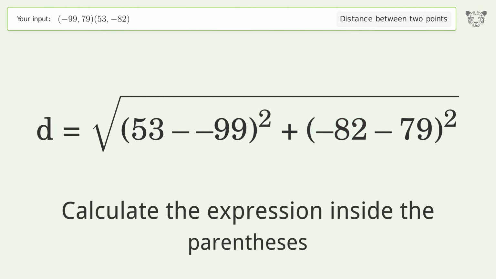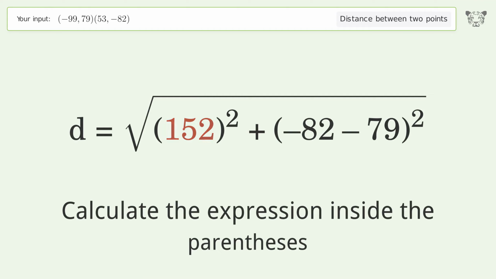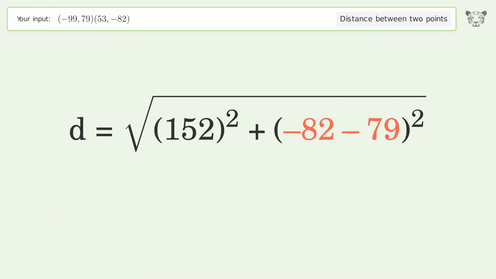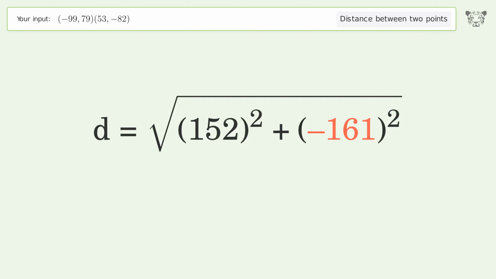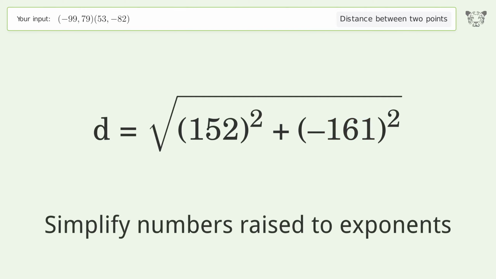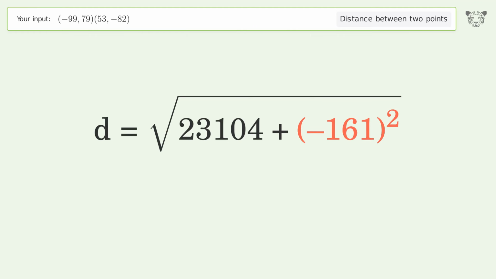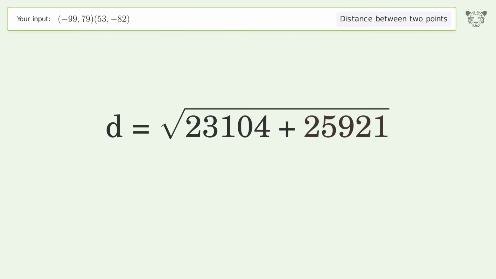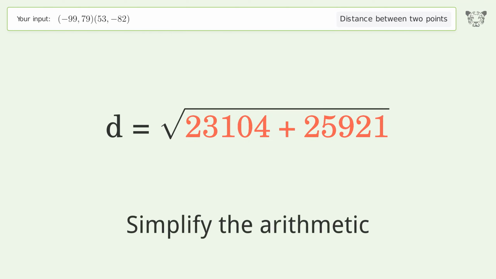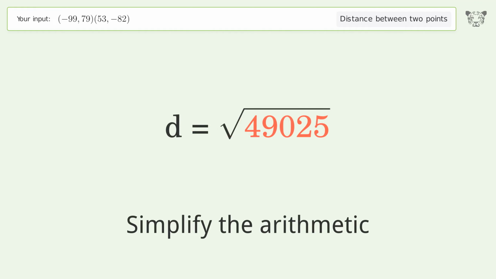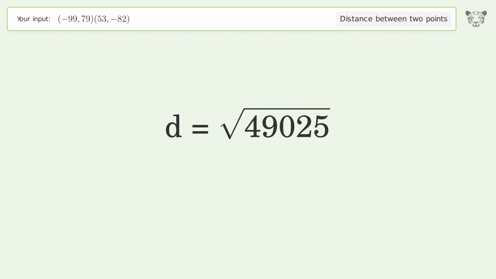Calculate the expression inside the parentheses. Simplify numbers raised to exponents. Simplify the arithmetic. And so the distance between the 2 points is the square root of 49,025 or 221.416.